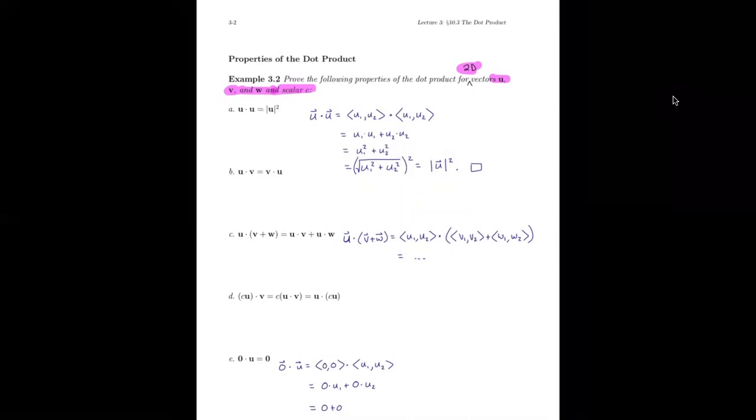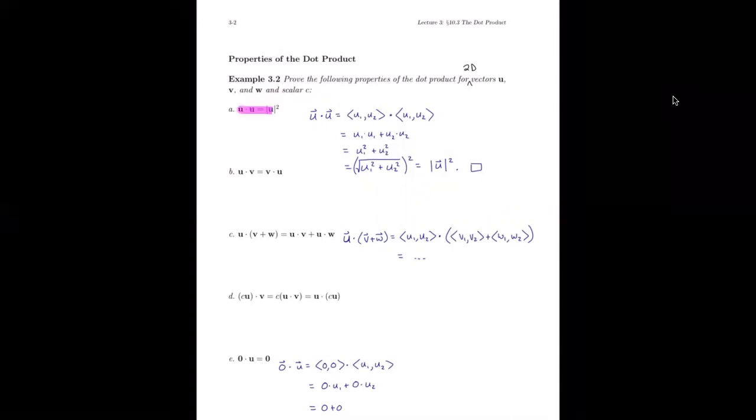A scalar, again, is a real number. So two-dimensional vectors, just to kind of keep things simple here. So all of these proofs carry over to 3 dimensions. So we keep that in mind, and you can prove this for 3-dimensional vectors as well. You just have to write in an extra component and be careful with that.